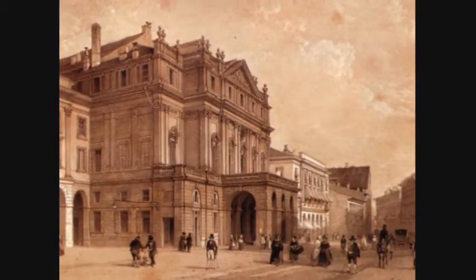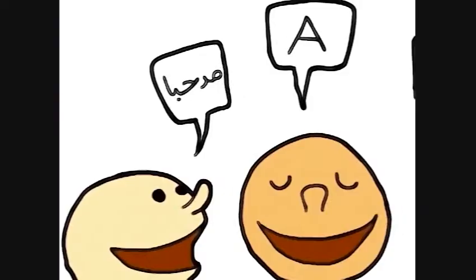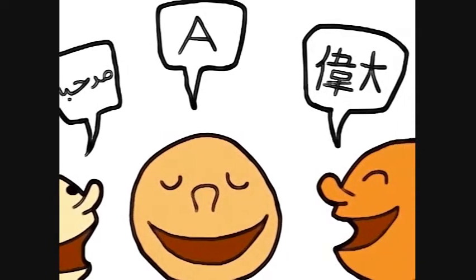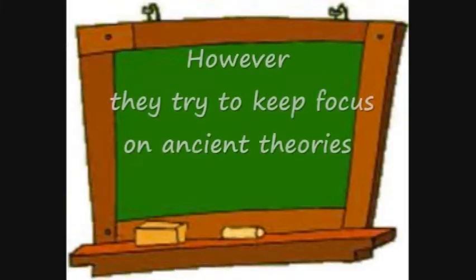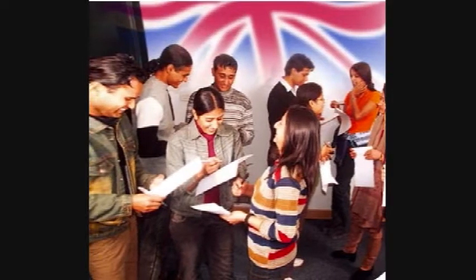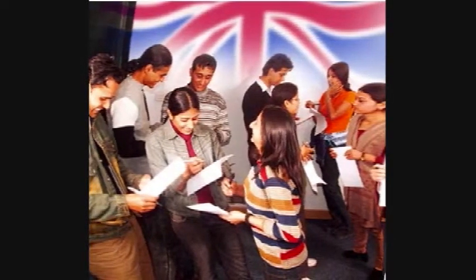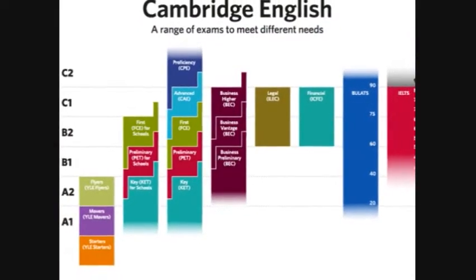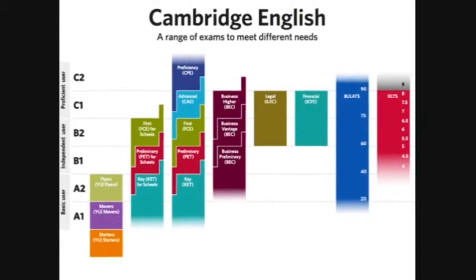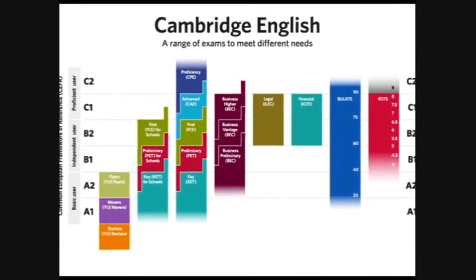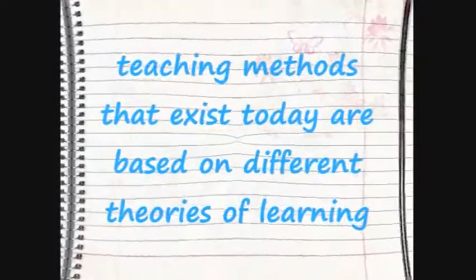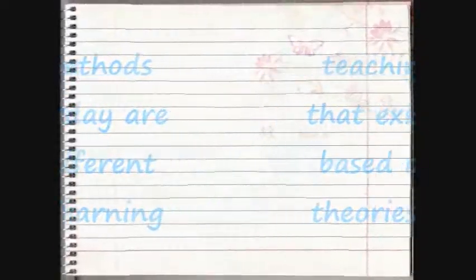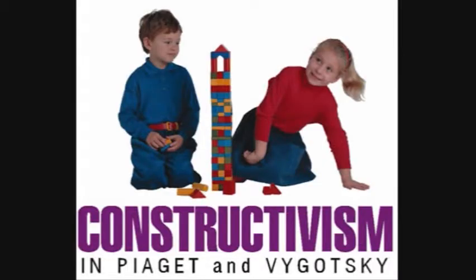From the 19th century to our days, teaching methods have been adapting themselves to the new needs of society. However, they try to keep focus on ancient theories, but at the same time, they try to change some aspects to make them better, in order to fit the necessities of students. In addition, their development coincides with the appearance of certain linguistic needs that emerged in the European framework. Moreover, teaching methods that exist today are based on different theories of learning, for example, behaviorism, constructivism, etc.